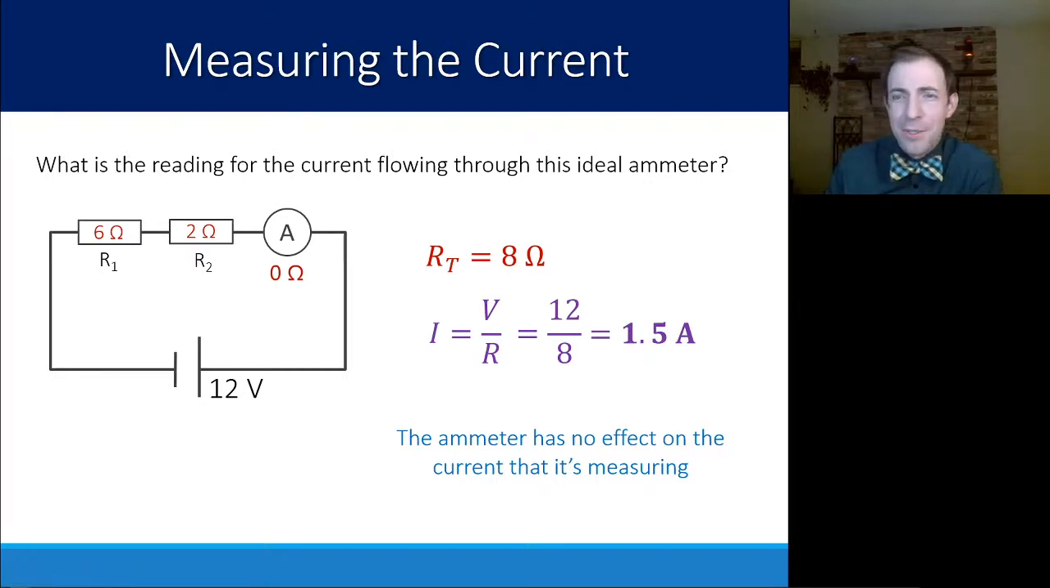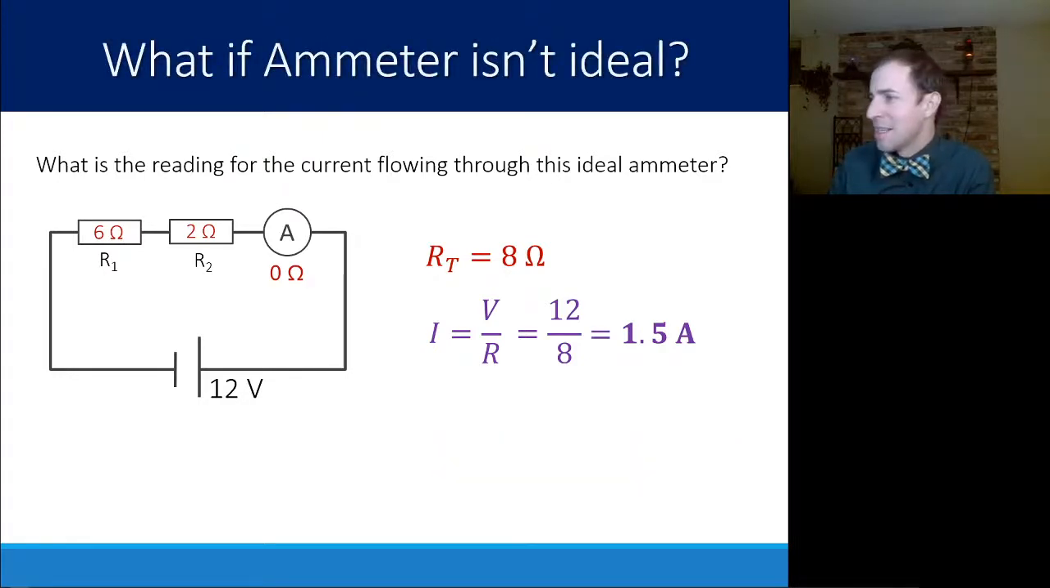Now, if this isn't truly ideal, but it's a fairly small resistance, let's give it an example here. Instead of ideal, let's call it a 2 ohm resistor. That's probably a little high for what an actual ammeter would be, but just for illustration, let's change that to 2 ohms. That's going to have a ripple effect on our calculations, because that changes this from 0 ohms to 2 ohms, which means the total resistance is no longer 8. Resistance was 6 plus 2, but now we have to add another 2 because our ammeter has resistance as well. The total resistance now is 10 ohms.